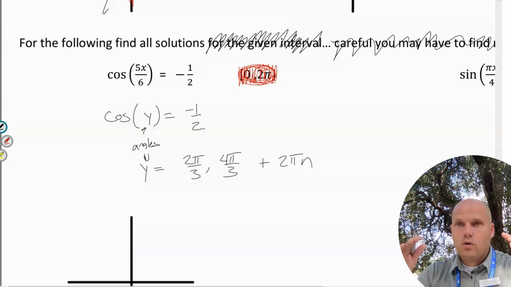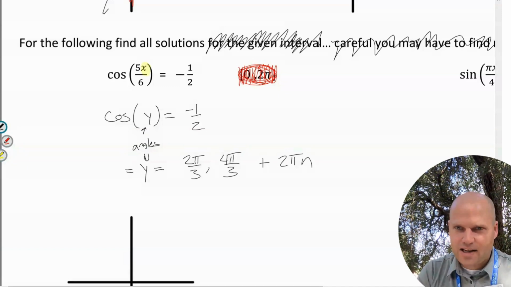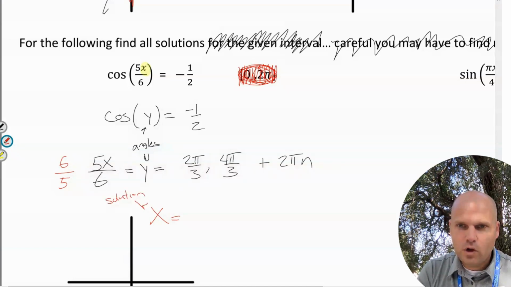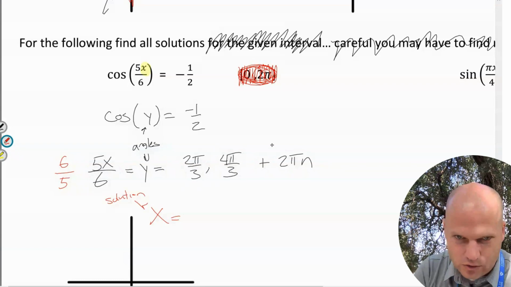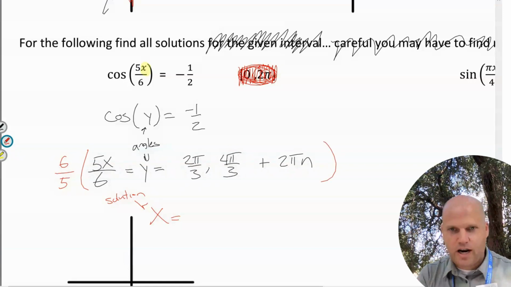Now, these are our angles. However, these are not our solutions for x. We have to take x, multiply it by 5, and divide by 6 to get our solutions. So watch. I'm going to take every single one of these fractions and get rid of this 5 over 6 so that I can have solutions for x. We have to take our angles and manipulate them to get our solutions for x.